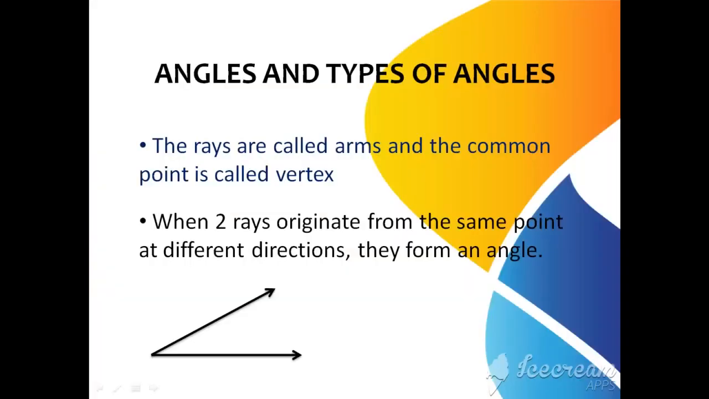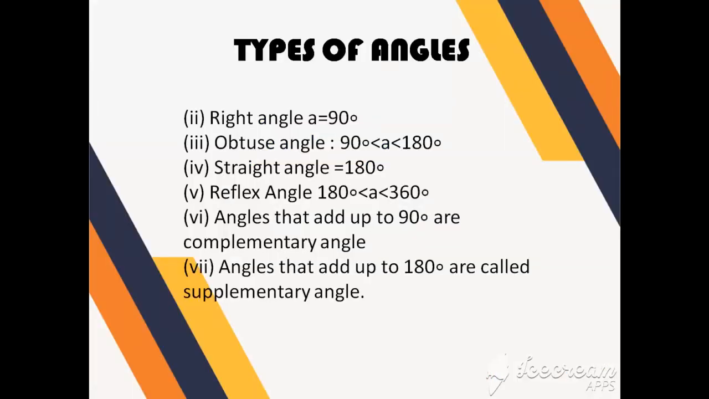Here, this is the common point called the vertex and this is the angle. Now the types of angles: right angle, obtuse angle, straight angle, reflex angle, complementary angle, supplementary angle.